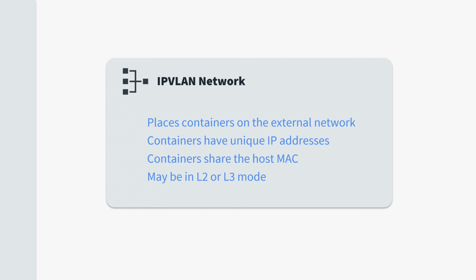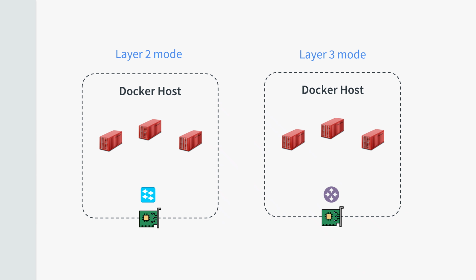The last network type we want to look at is called IPVLAN. This is similar to MACVLAN in some ways, but it's greatly enhanced. The goal is still to make containers accessible on the external network, but with a slightly different approach. The biggest difference is that containers no longer have a unique MAC address. Instead, they share the host's MAC. This works around several of the problems we saw with MACVLAN. And as an extra bonus, IPVLAN can be deployed in either Layer 2 mode or Layer 3 mode.